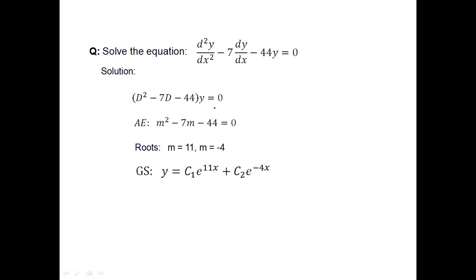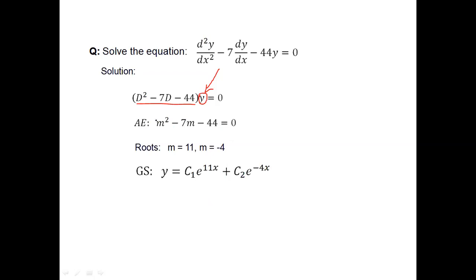The second example is d2y over dx2 minus 7 dy over dx minus 44y is equal to 0. So first step, we convert the given equation into the D notation. So it gives us this. Then to get the auxiliary equation, we simply get what is in the brackets, because we know that y cannot be equal to 0. So we get what is in the brackets, but then we replace D by m. So m squared minus 7m minus 44 is equal to 0.